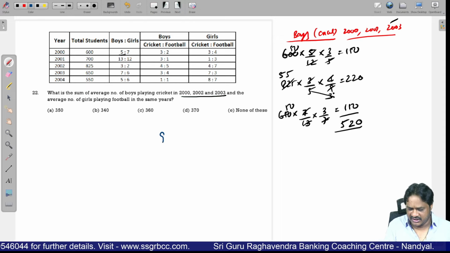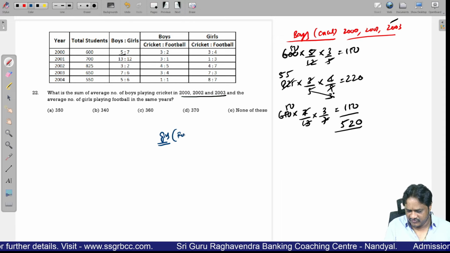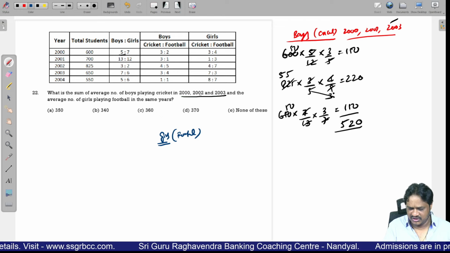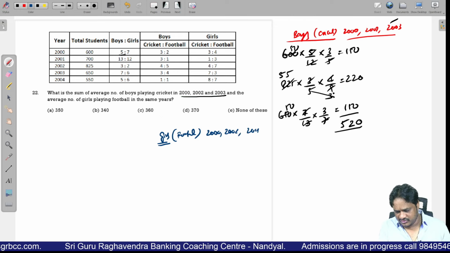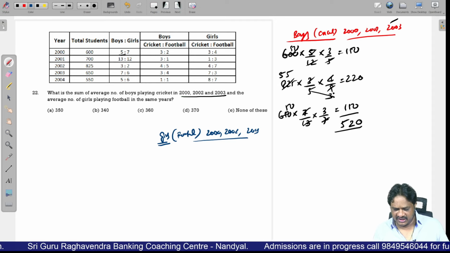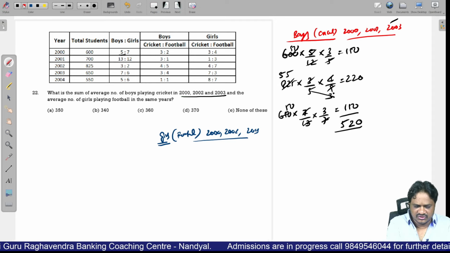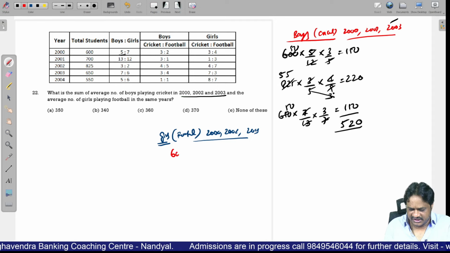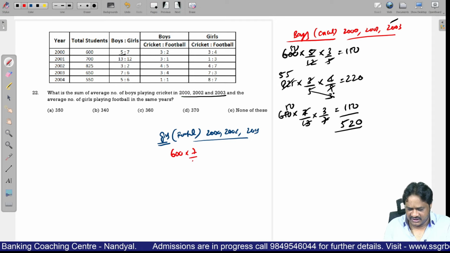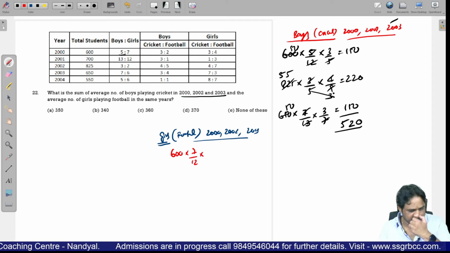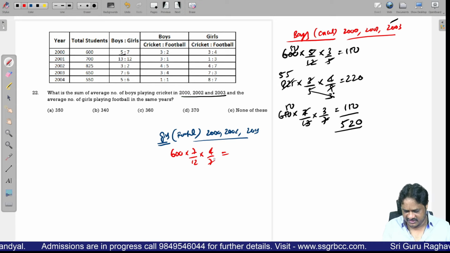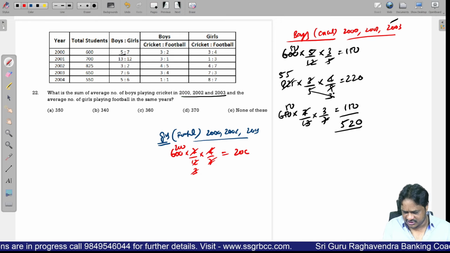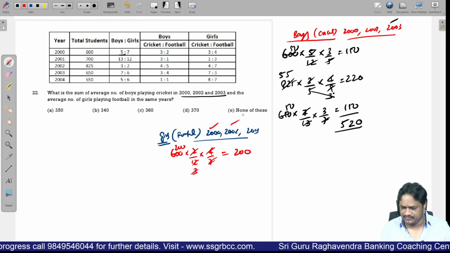Now you have to calculate girls football from the same years, that is 2000, 2002 and 2003. So first we will calculate the girls in 2000. Total students are 600. Girls will be 7 by 12. In this we want football playing girls. It will be 4 by 7. 7 cancel, 4 ones, 4 threes, 3 ones, 3 200. That is 200. Now 2002.